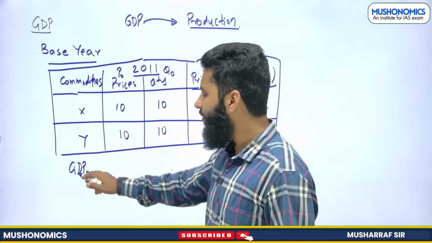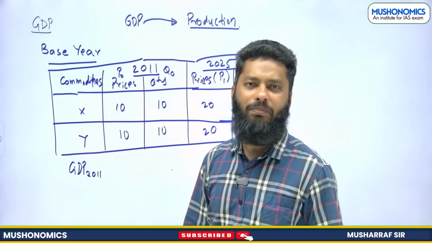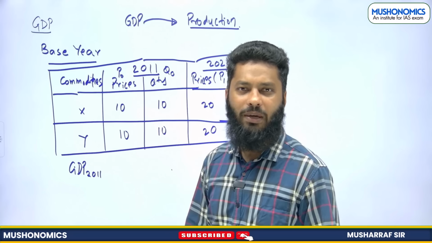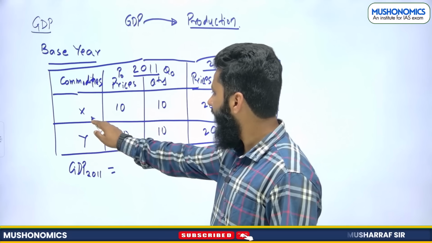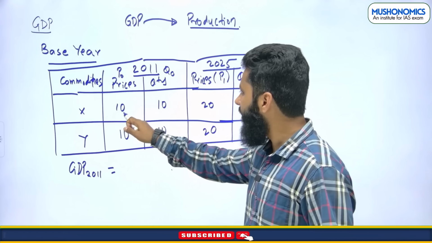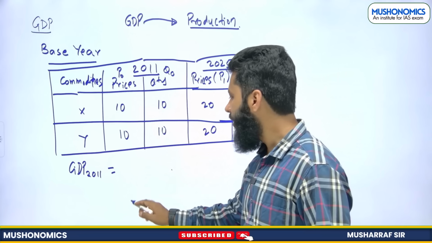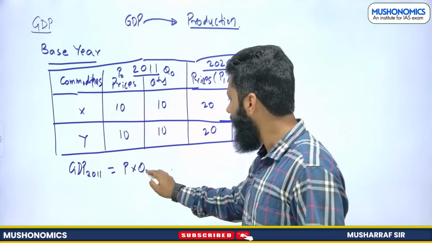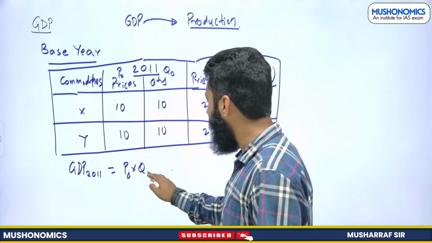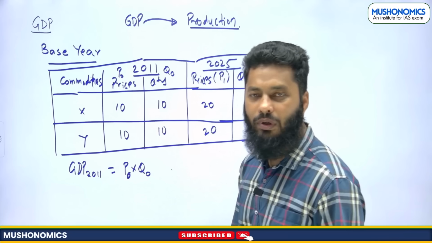Now, when we are calculating GDP of 2011, what do we mean by GDP? Total value of final goods and services that are being produced. So for X, what are the values of product X? 10 rupees into 10, 100 rupees, means price into quantity only, right? So for X, since we are calculating for 2011, it is P0, Q0, right?